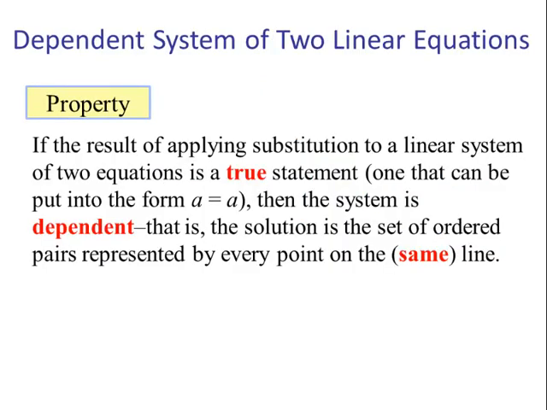Dependent systems of two linear equations. Property: if the result of applying substitution to a linear system of two equations is a true statement, one that can be put in the form a equals a, then the system is dependent. That is, the solution is the set of ordered pairs represented by every point that's on the same line. If we think of this graphically, we would have two equations that are the same line. So whatever ordered pair is on the first line will be on the second line.